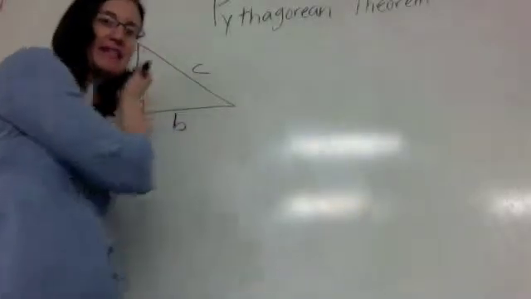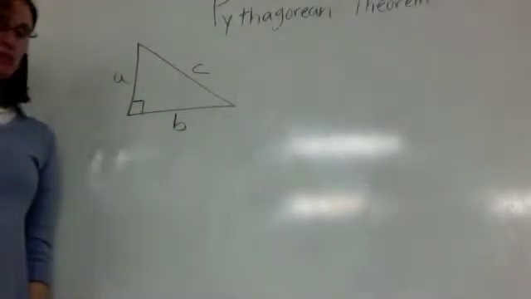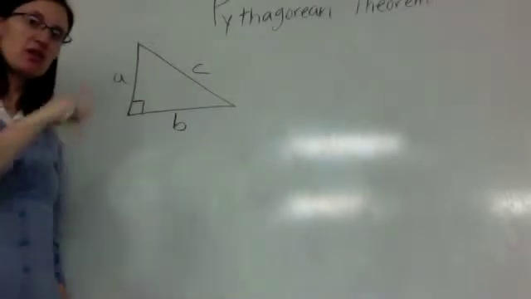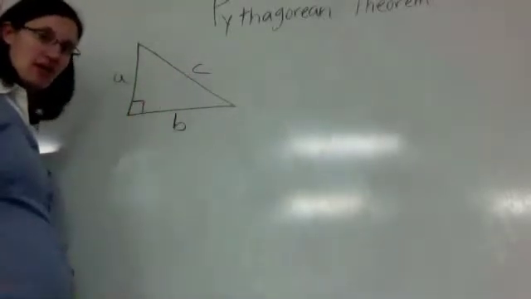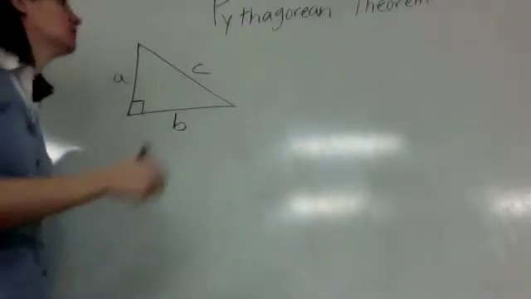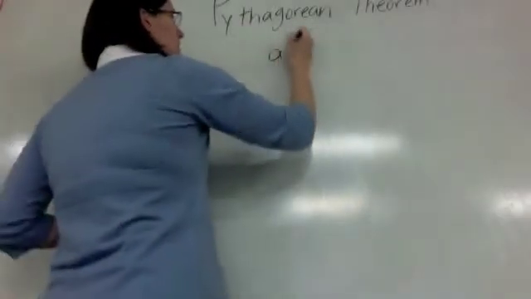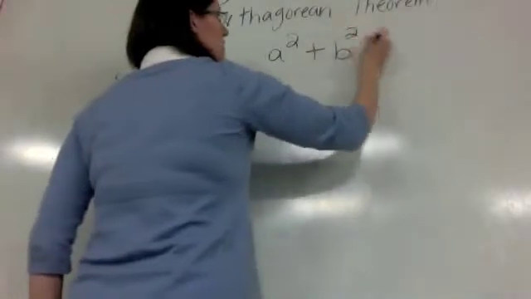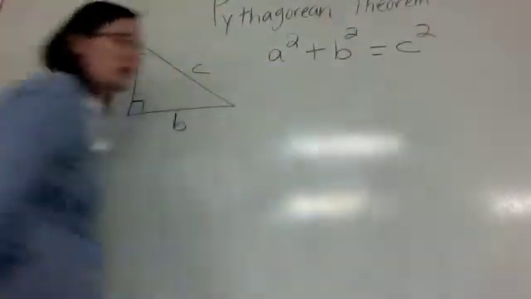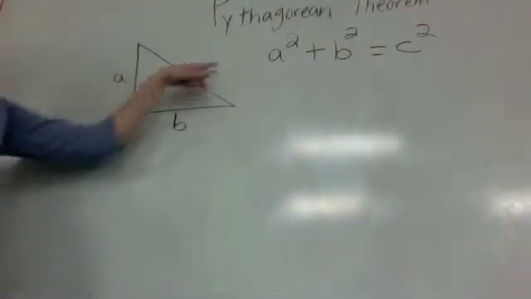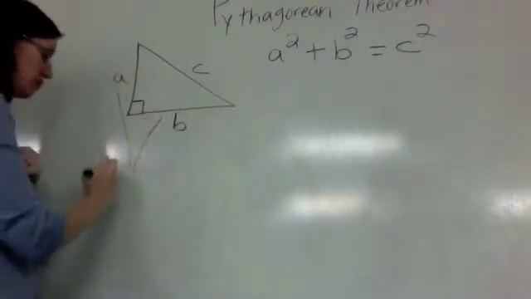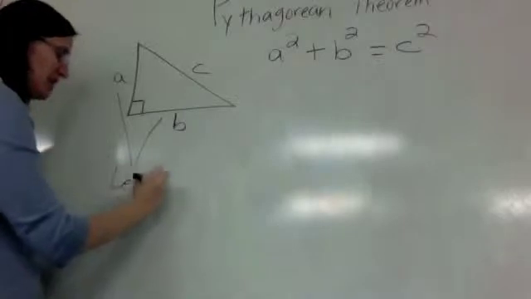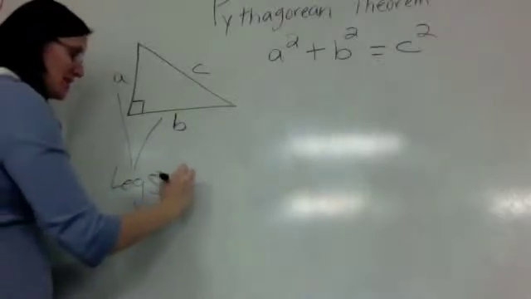Okay, the idea of the Pythagorean theorem should be reviewed because we did talk about this in algebra. Remember that the Pythagorean theorem applies only to right triangles, triangles with a right angle. The theorem is a squared plus b squared equals c squared. Remember that the a, b, and c come from the sides of a triangle. A and b form the legs of the triangle, and the legs are the ones that make the 90-degree angle.